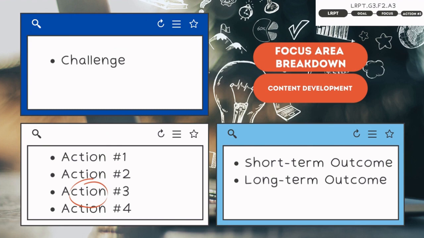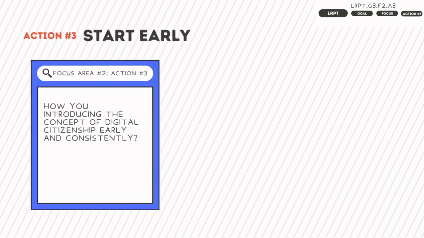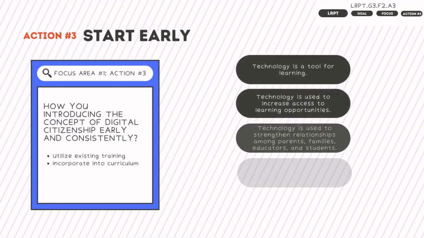Now, let's move on to action number 3. Action number 3 in the goal of content development for digital citizenship is to start early and be consistent. How are you introducing the concepts of digital citizenship early and consistently? We've already discussed the importance of utilizing existing training and incorporating larger digital citizenship conversations into curriculum.